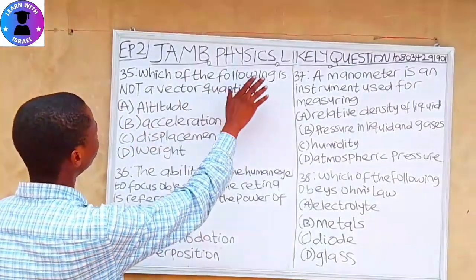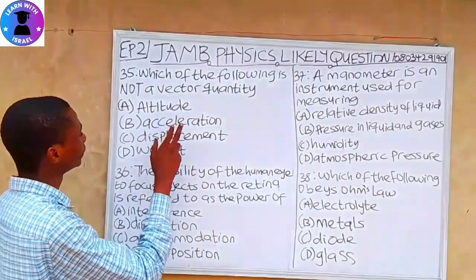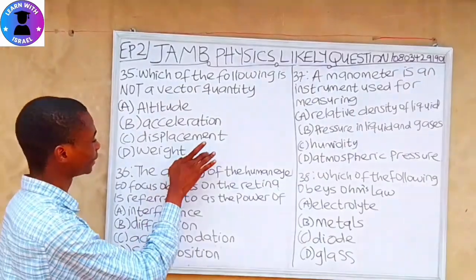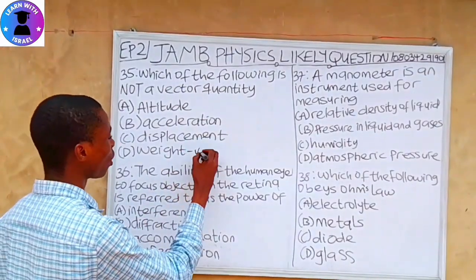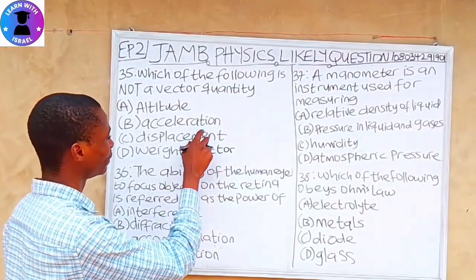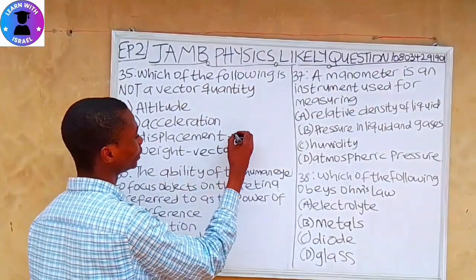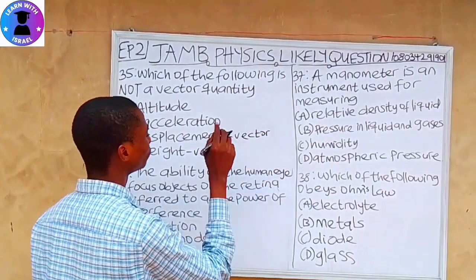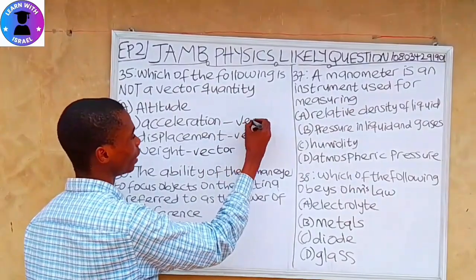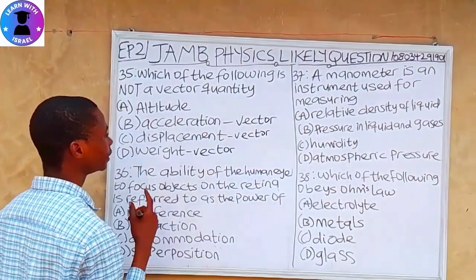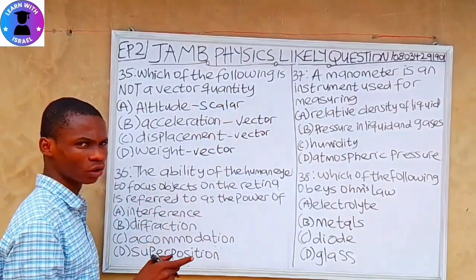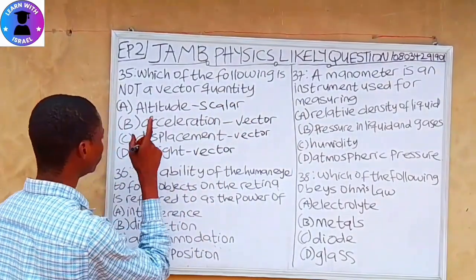Question 35. Which of the following is not a vector quantity? A. Altitude. B. Acceleration. C. Displacement. D. Weight. So let's start from weight. Weight is a vector quantity. It has both magnitude and direction. And for displacement, as I mentioned earlier, displacement also is a vector quantity. It has both magnitude and direction. And acceleration is also a vector quantity. And altitude is a scalar quantity. It has only what? Only magnitude and no direction.